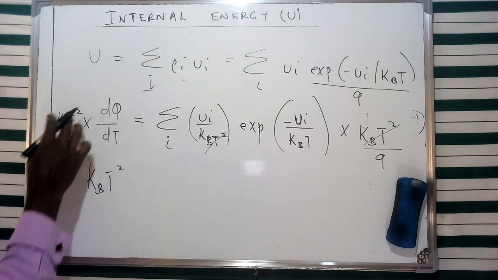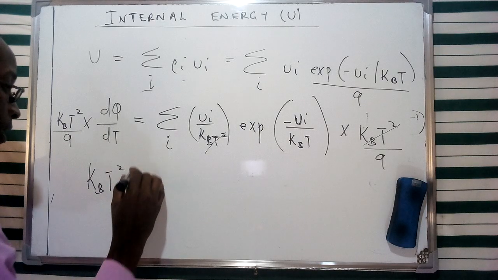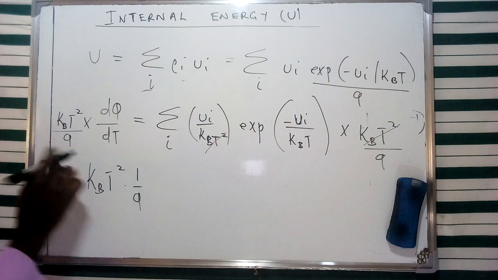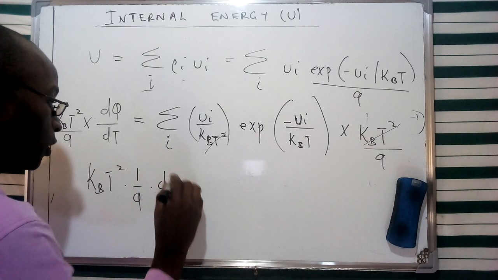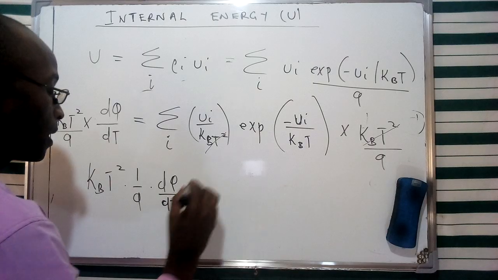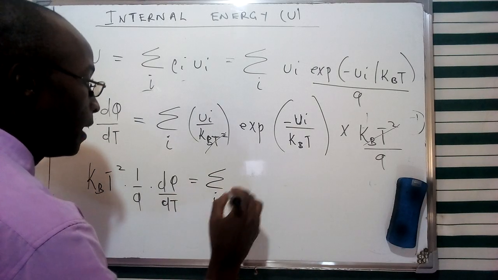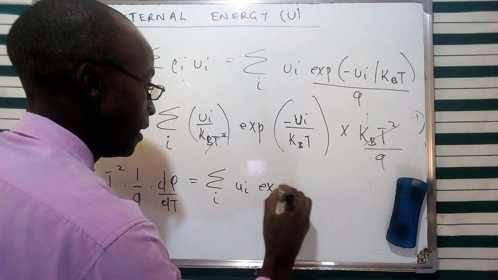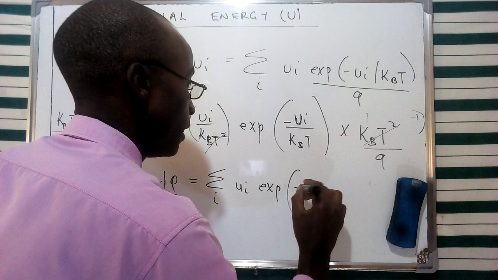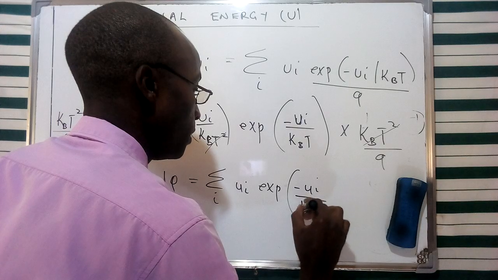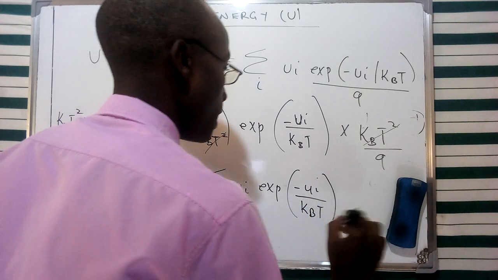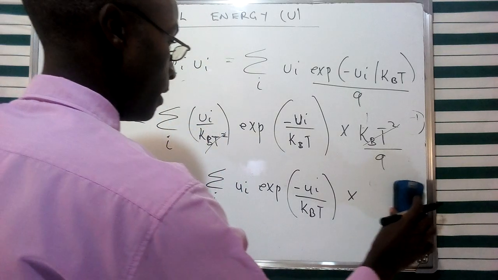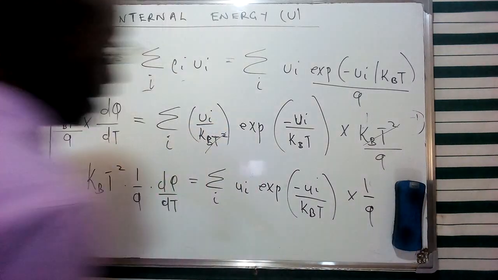equation given in terms of kBT times 1 over Q, which is an element, of course, of the denominator of this, and then times the dQ over dT, equivalent to the summation over i of this energy given as such, and then the exponent of negative Ui over kBT, and then of course this is going to be times 1 over Q in that specific order.